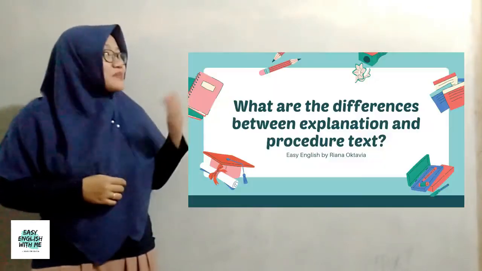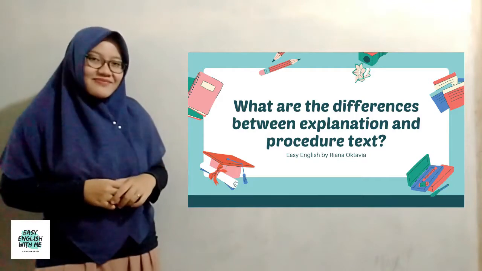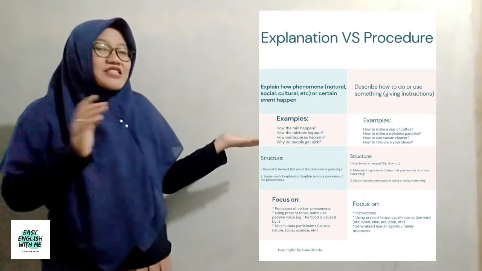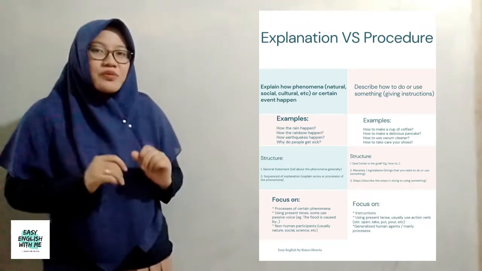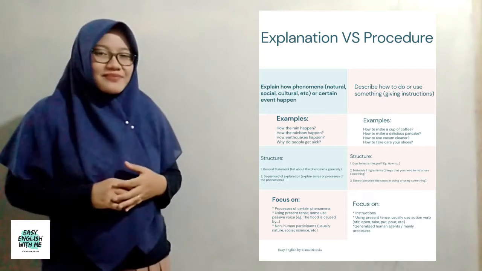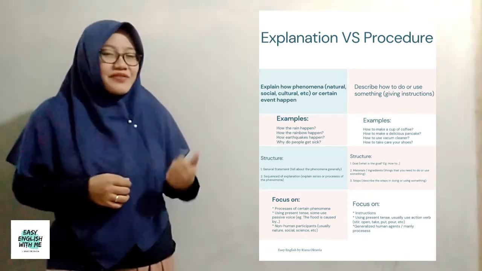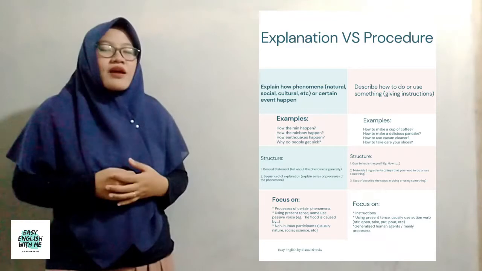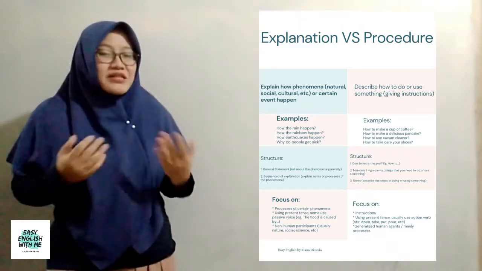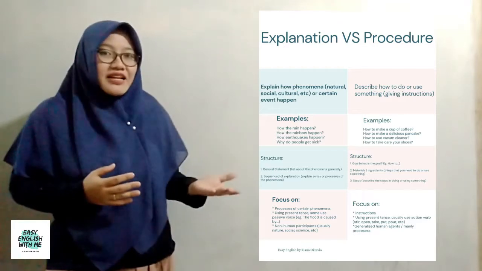Well, we will start to learn about the differences between explanation text and procedure text. Yes, there are some differences between explanation text and procedure text. These are the differences. It's about the definition or the purpose of the text, and then the structure of the text, and also the focus of the text, and some examples of the topic between explanation and procedure text. Let's try to analyze one by one.